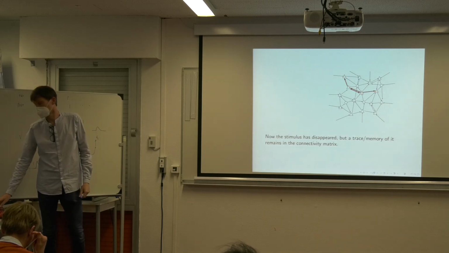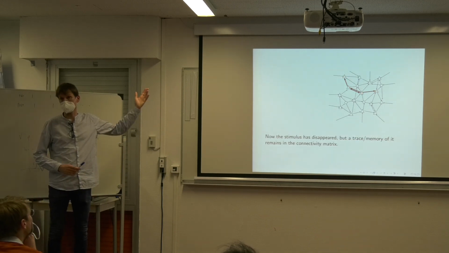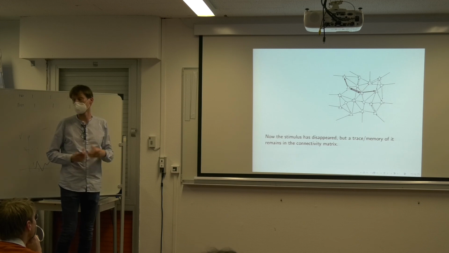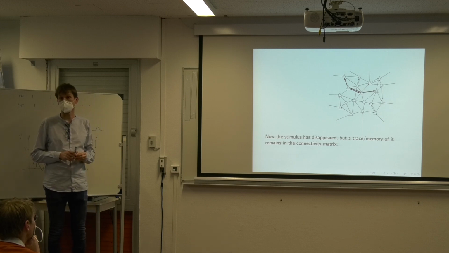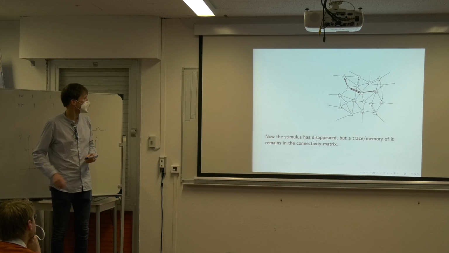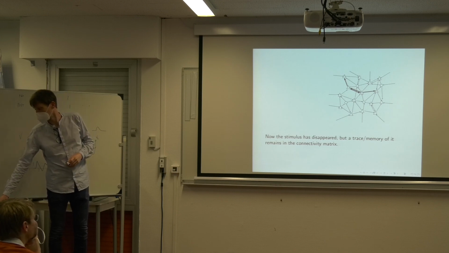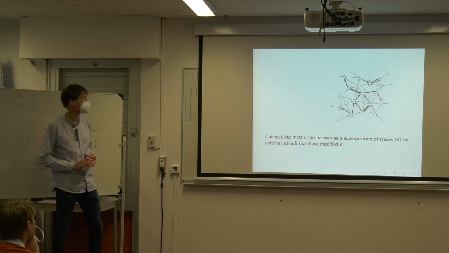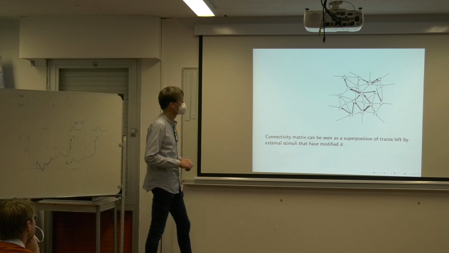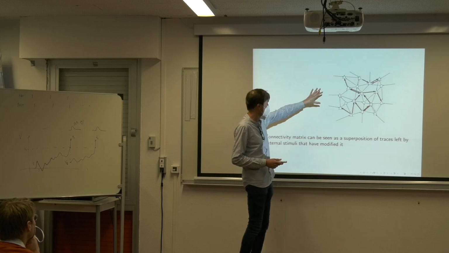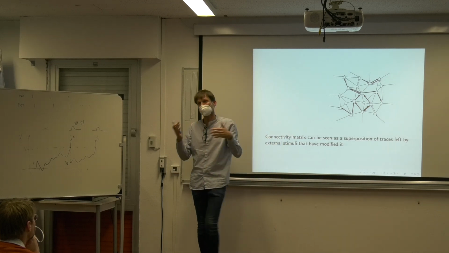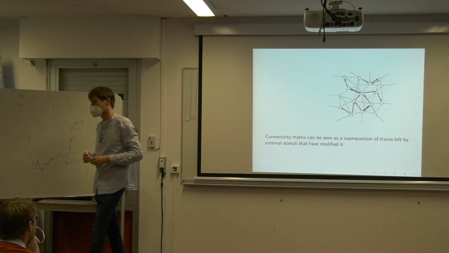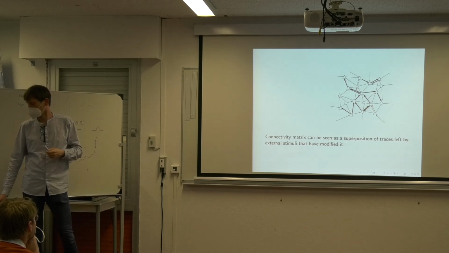And the idea is that now the stimulus has disappeared, but there is now a trace in that network that maintains a memory of this stimulus. And of course, you could have other stimuli activating different populations of neurons, and leaving again traces in this network. So in this picture, the connectivity matrix will be seen as a superposition of traces left by external stimuli that are modified.